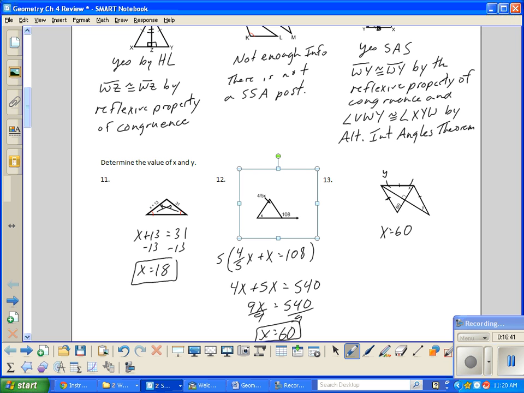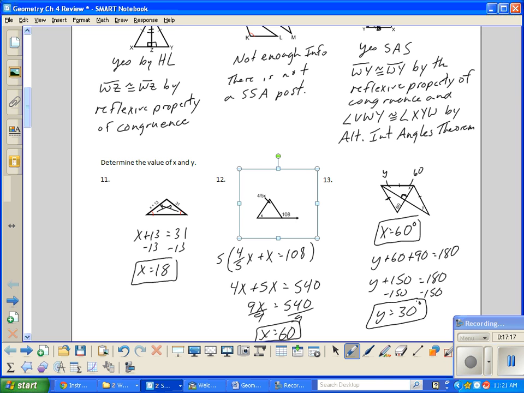And since we already know that x was 60, and we've got a right angle in there, we know two of the three angles, y would be the third angle. So y plus 60 plus 90 has to equal 180, or y plus 150 is going to equal 180. Move the 150 over, and so our y value has to be 30 degrees. So x is 60 degrees, y is 30 degrees.